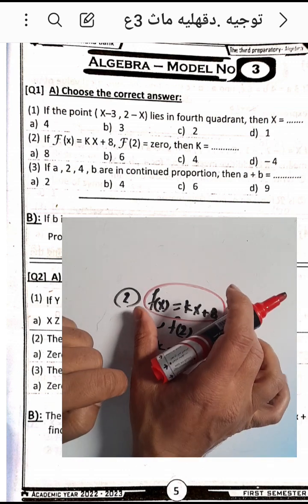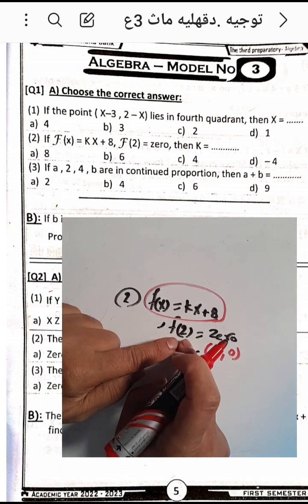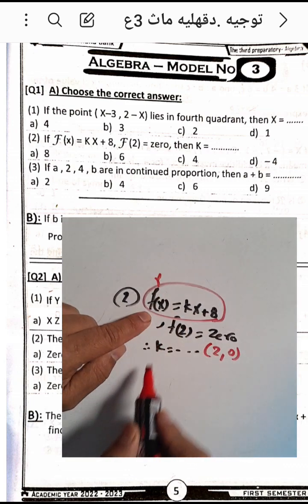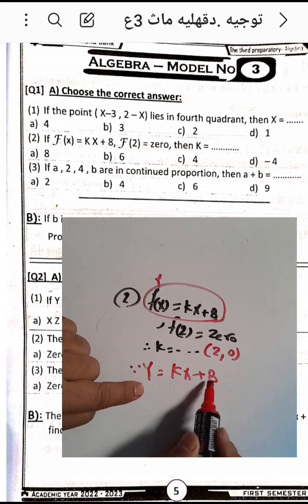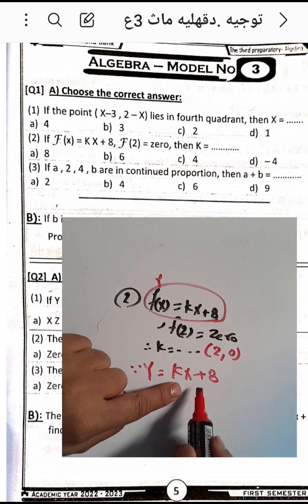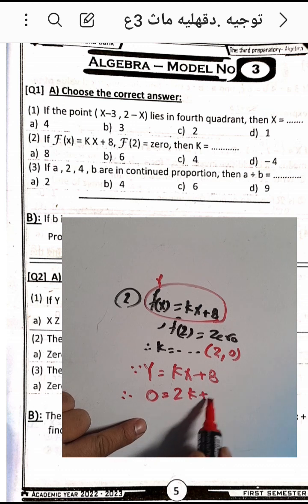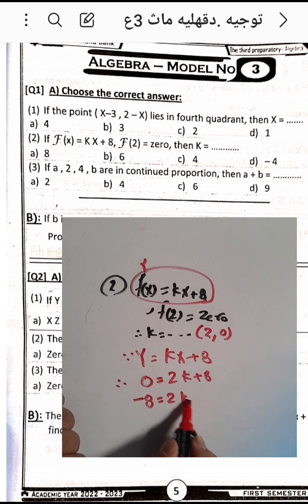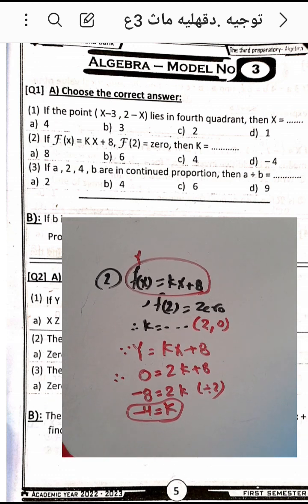is on this function, because f of 2 equals 0, and f of x equals y, then x equals 2 and y equals 0. Then put in this function, y equals kx plus 8, with x equals 2 and y equals 0: 0 equals 2 times k, it will be 2k plus 8. Then move 8 to the left-hand side to be negative 8 equals 2k, and then divide by 2, then k here will be negative 4. The result here equals negative 4.